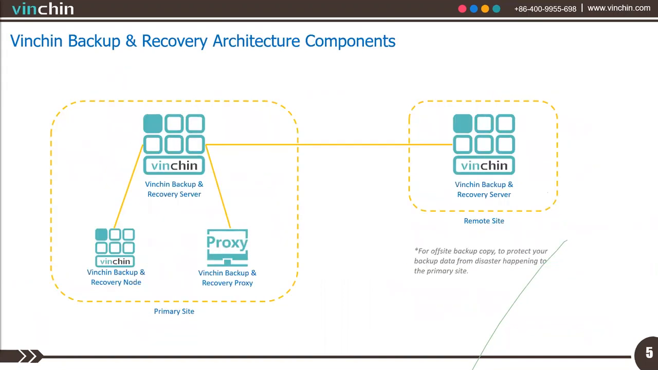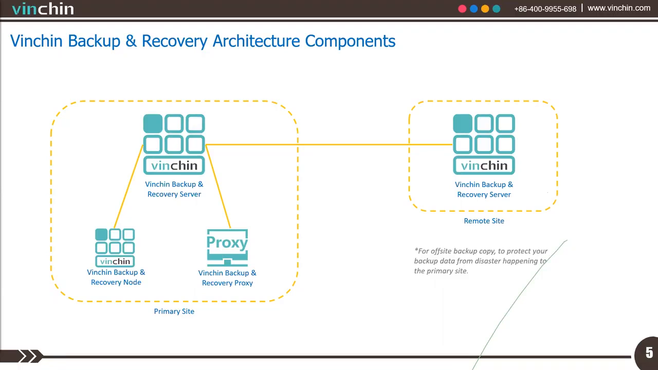Now let's take a look at the Vinchin Backup and Recovery architecture components. In this example, there are 2 sites, the primary site and the remote site. On the primary site, Vinchin Backup Server, Backup Node, and Backup Proxy have been deployed. On the remote site, only Vinchin Backup Server has been deployed. The remote site Backup Server is used for offsite backup copy storage only. So let's focus on the primary site.